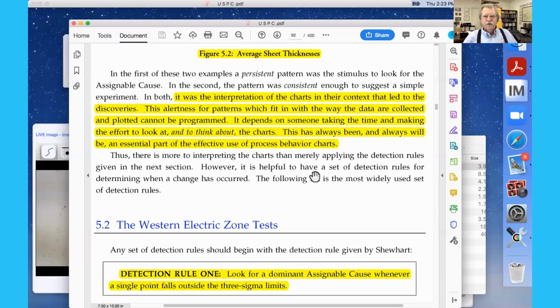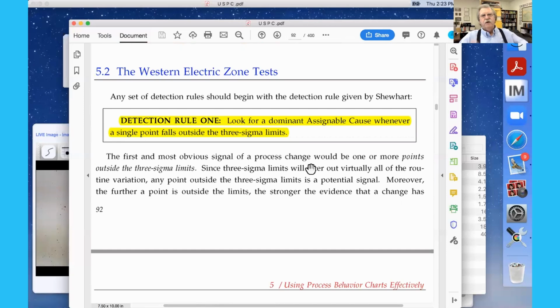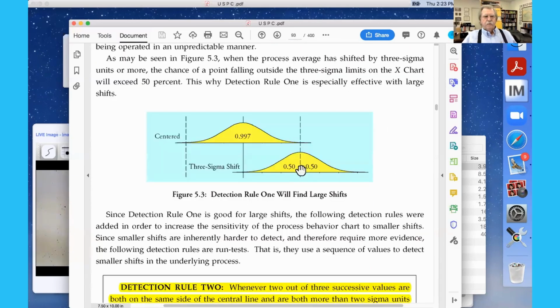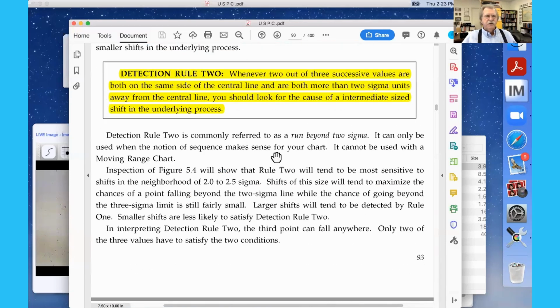Now, your software is going to have all kinds of detection rules. The most commonly and widely used detection rules are the Western Electric zone tests. Of course, they start off with a point outside the limits. Duh, that's been there forever. And then the next 3 rules are run tests. You have to have the order, the sequential order has to make sense to use a run test.